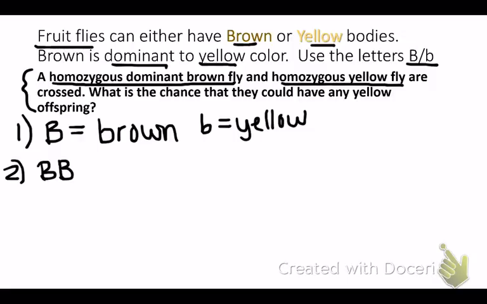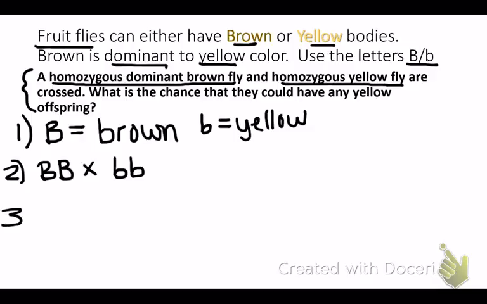Let's look at the second parent now. We put an X here to show that they're crossing. The second parent is homozygous, but it's yellow. Homozygous again means 2 of the same letters, but in this case it's yellow, so it can't have any capital B's. That means this parent's genotype has to be little b, little b.